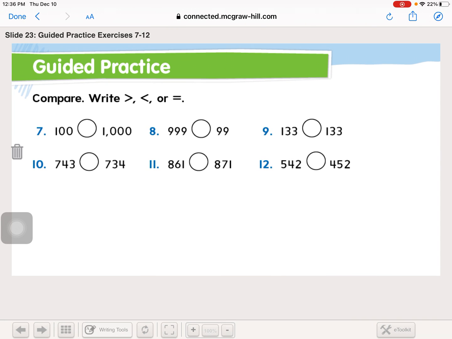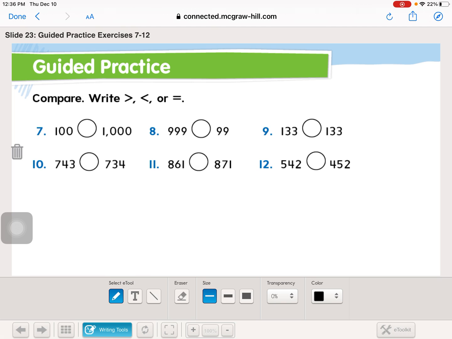All right, let's try a few more. Now we're getting all the way to 1,000. My goodness. So this one has a whole extra place value, right? There's no thousands in this one, so this has to be the bigger number. Same thing with this one. We have ones and tens, but this one has ones, tens, and hundreds, so it's going to be bigger.